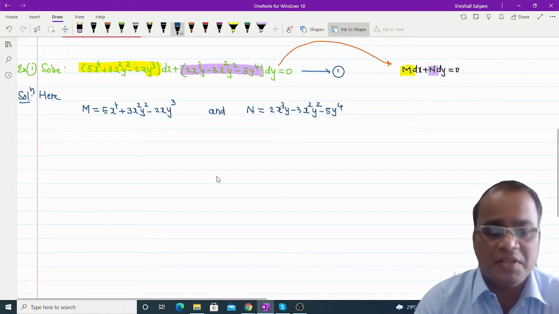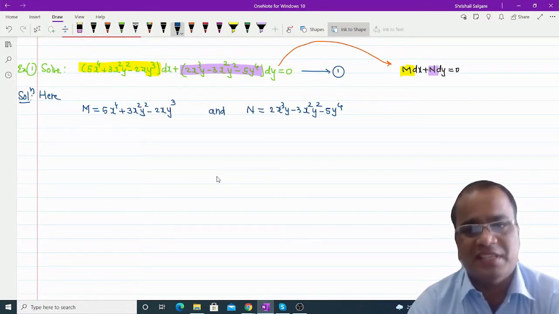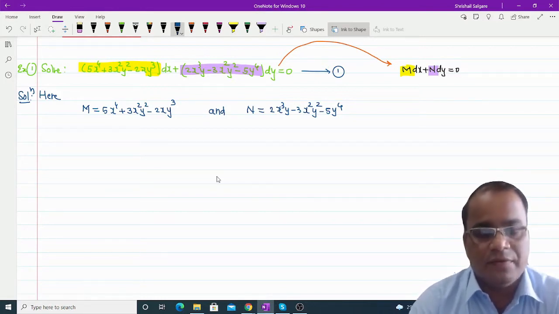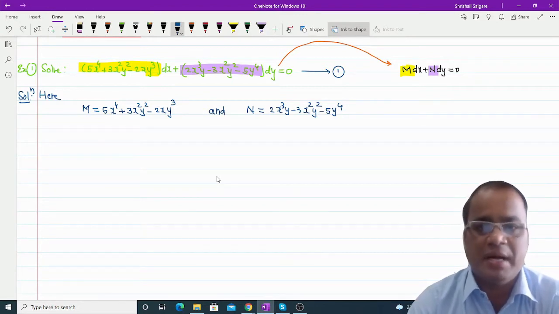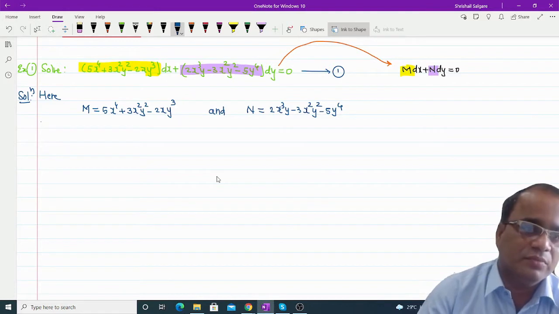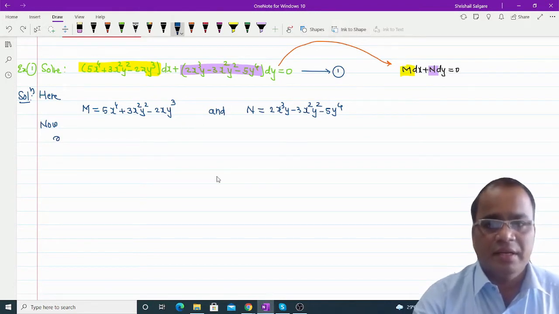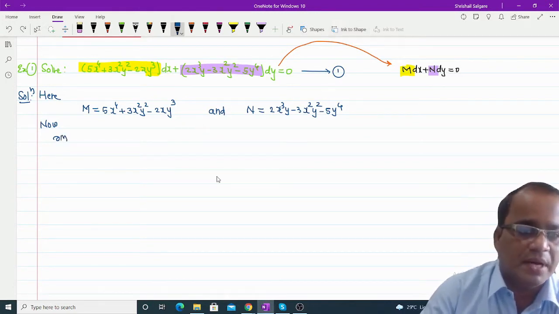So first, at the end of the topic, don't directly conclude that the given equation is exact or non-exact. For concluding the exactness, you have to calculate the derivatives. So anyone can tell the derivative. Now suppose I will calculate the partial derivative of M with respect to y.